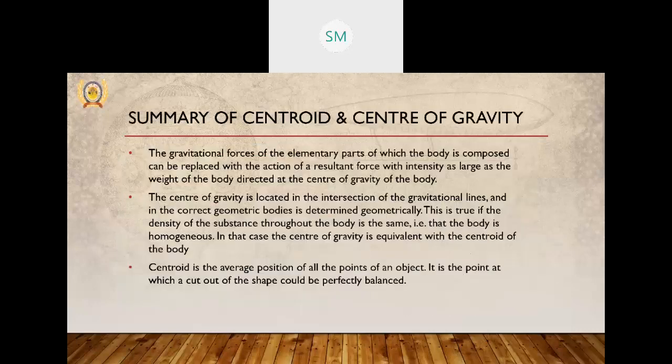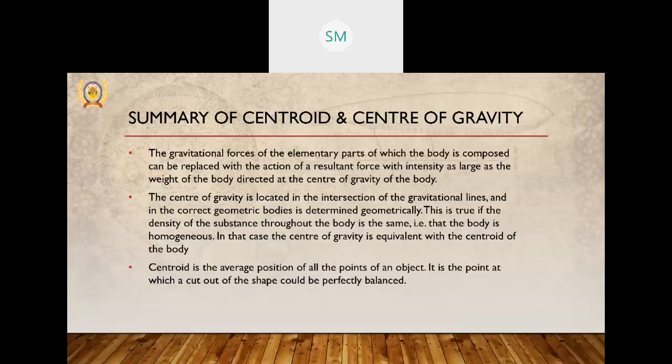By this way, we can conclude that the gravitational forces of the elementary parts of which a body is composed can be replaced with the action of a resultant force with intensity as large as the weight of the body, directed at the center of gravity of the body. And the center of gravity is located at the intersection of gravitational lines and in regular geometrical bodies is determined geometrically. This is true if the density of the substance throughout the body is the same, that is, the body is homogeneous. In that case, the center of gravity is equivalent to the centroid of the body.